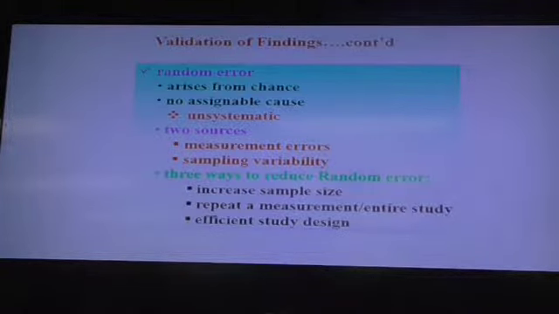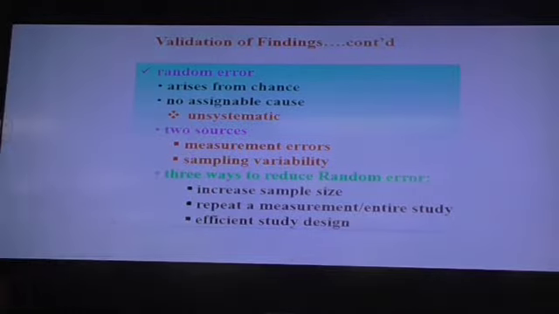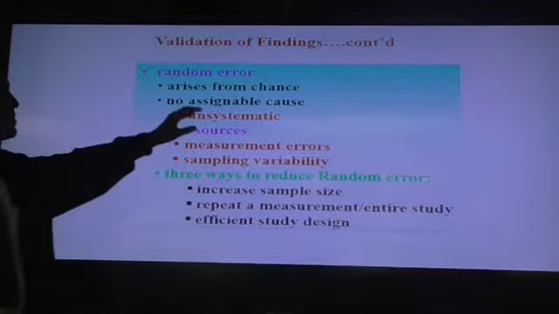The third explanation of findings is what we call random error. That one arises from chance. So there is really no assignable cause. There is no way you know the cause of that chance or random error. The cause is not known. As a result, it's called unsystematic error.